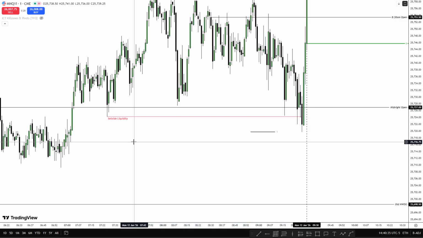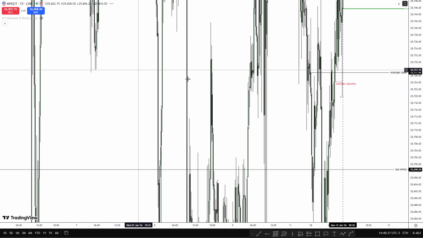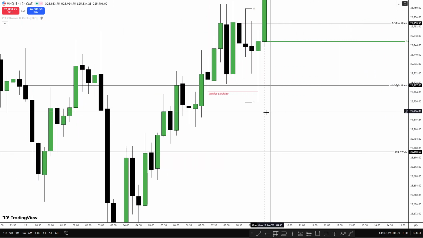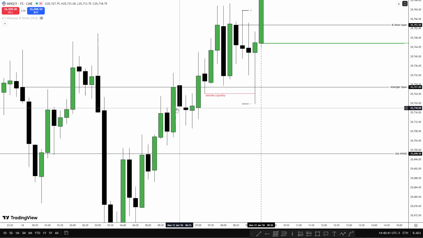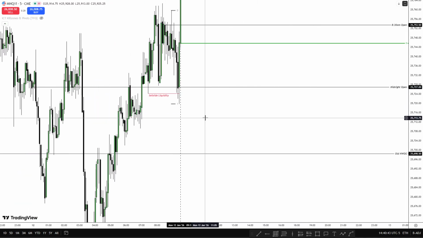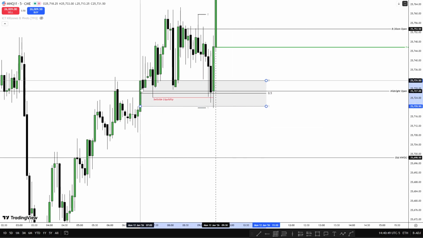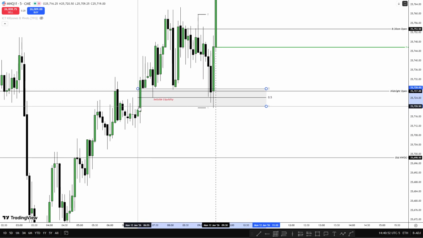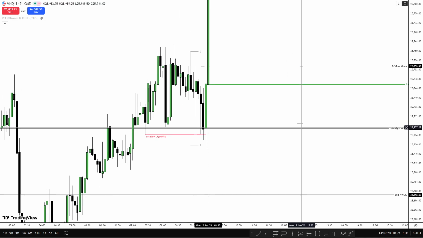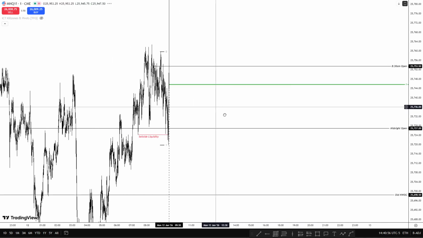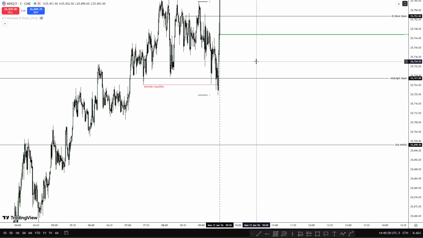Yeah. If we go on the 15-minute time frame, or maybe on the 5-minute time frame, we have this 5-minute bullish fair value gap, order block. Yeah, so it was a good day for me.